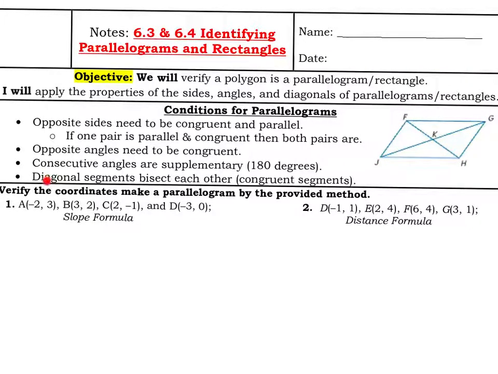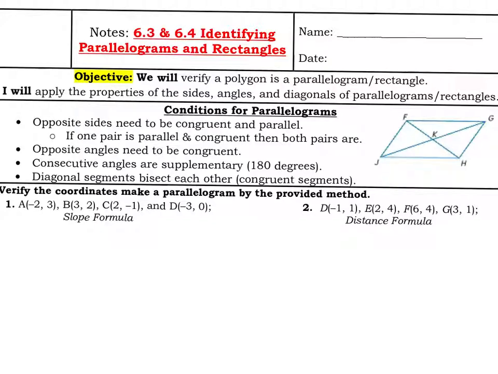And then lastly, it says diagonal segments bisect each other, making congruent segments. So like JK would be congruent with KG, and FK would be congruent with KH. Okay, so knowing all that, you're going to prove that these collection of points make a parallelogram.